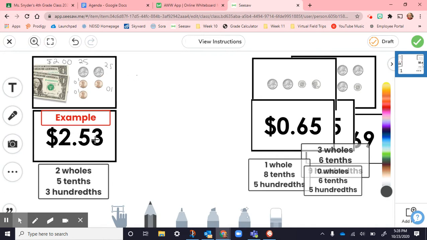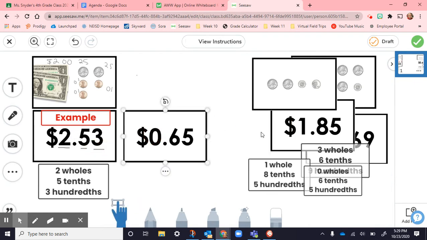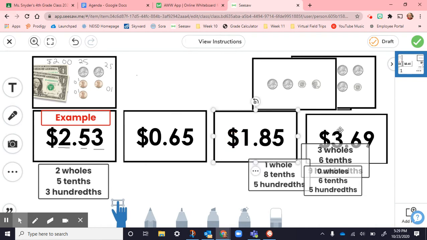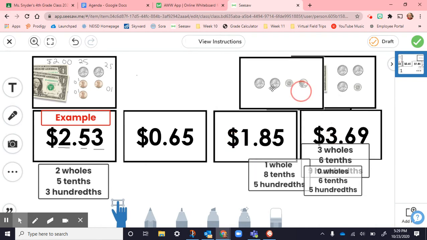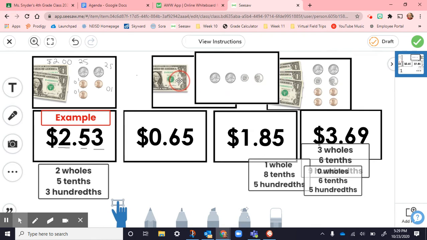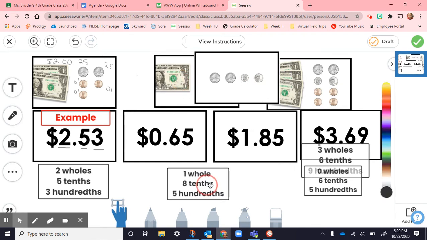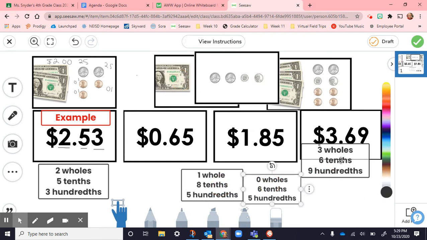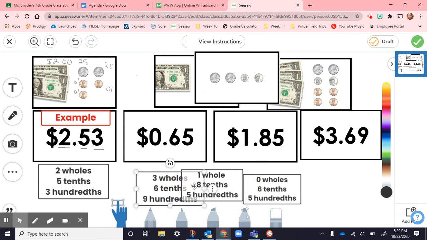And then again, I can see here that this $2.53, I see the 2 ones right here. I see 5 tenths, and then 3 hundredths matches. So you're going to take these dollar amounts, you can line them all up, and then you're going to take your money and line it up where it goes, and then these need to go where they go. So everything needs to be matched up in a column, just like you see here.